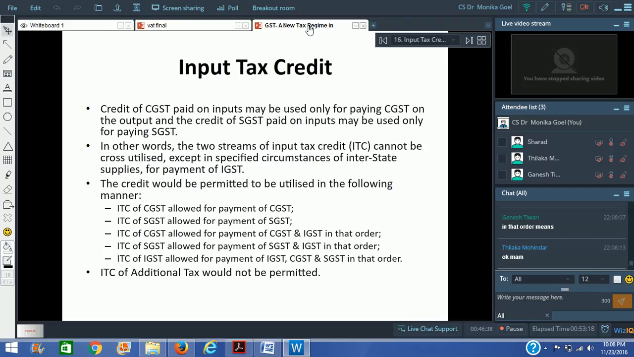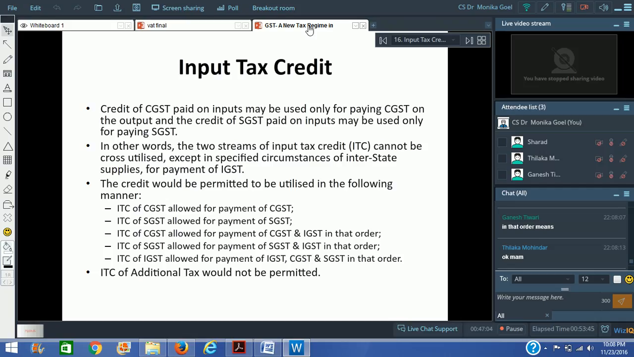Yeah, with that 1% extra, that credit is not available. No, you have got no input tax credit of that 1%. Input tax credit of additional tax would not be permitted. As we do not get any credit of CST as of now, so this 1% has come in lieu of CST only. And there is no input tax credit which is available of that. Clear? Is this stream clear?